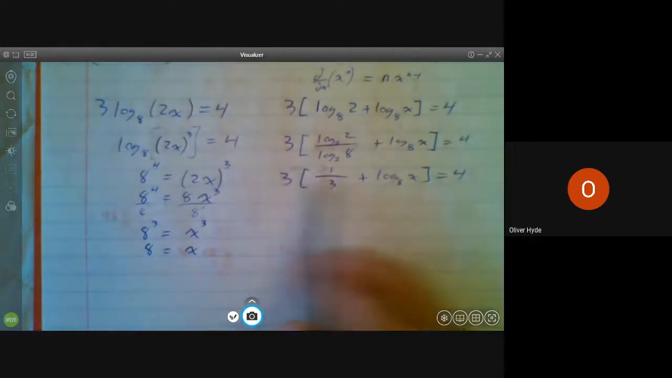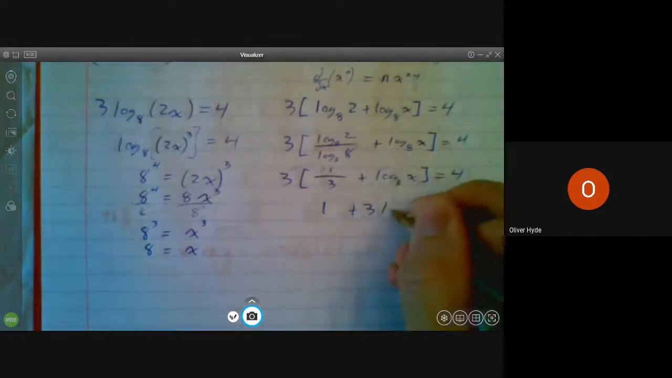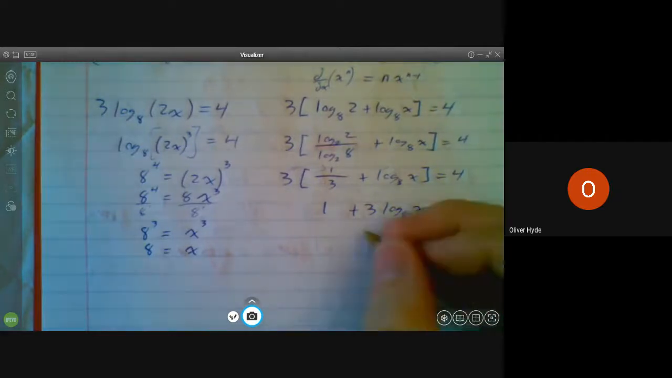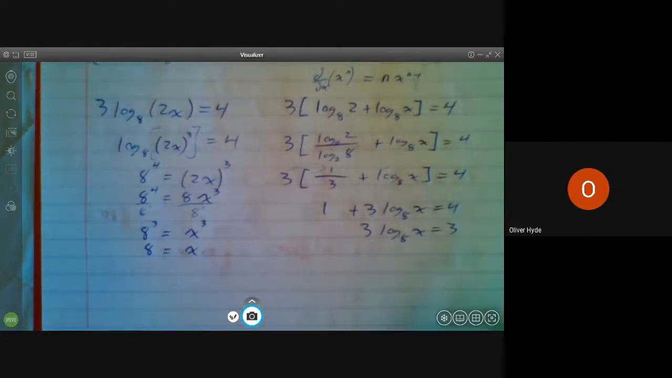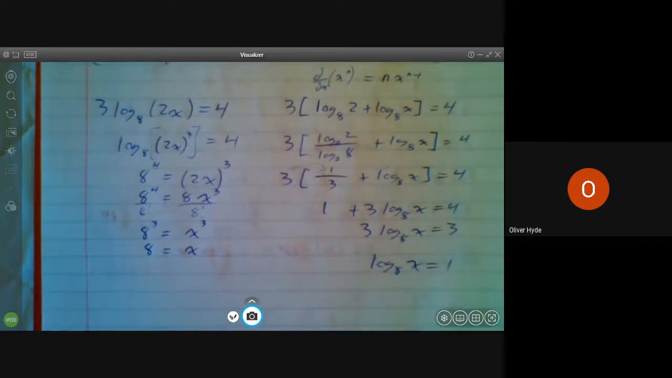And when I choose to distribute the 3 through here, I get 1 plus 3 times log base 8 of x equals 4. Now I can subtract 1 from both sides. I can divide both sides by 3. And then I argue that 1 is the exponent that I place on a base of 8 to receive the power x. So the value of x is 8.